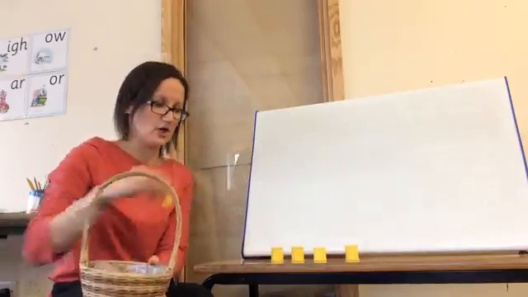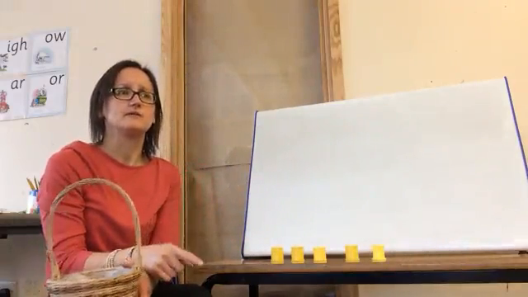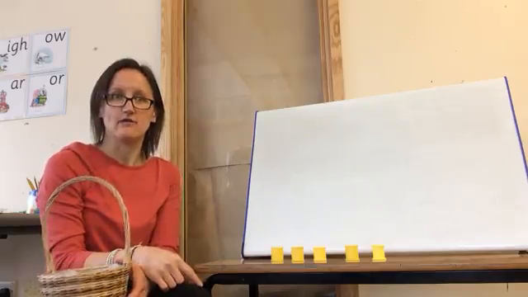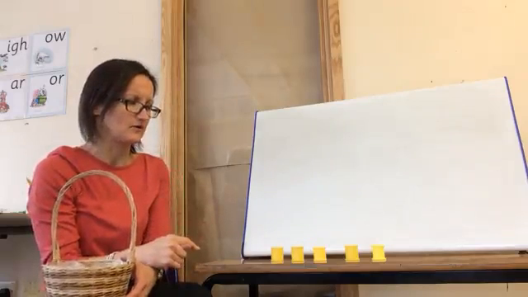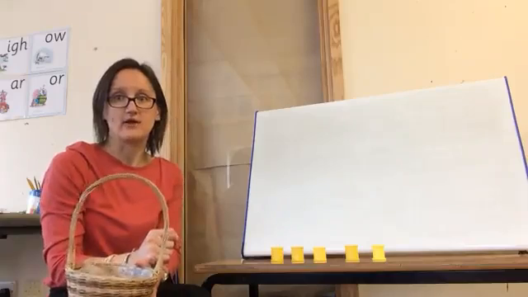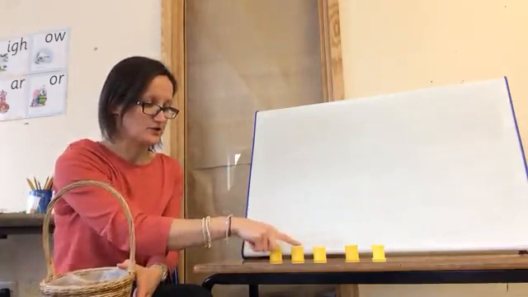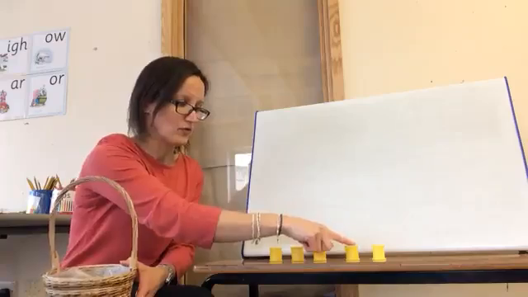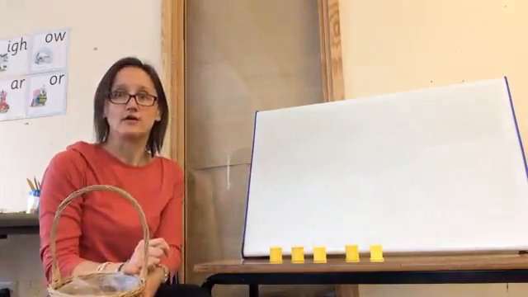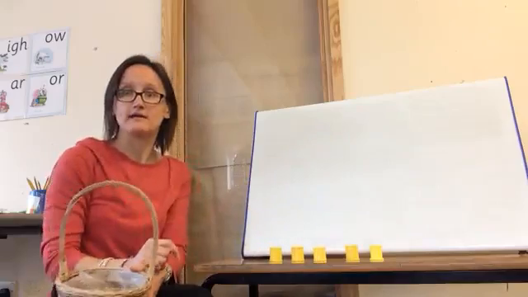So Mrs. Lowen's going to give me 2 biscuits. 1, 2 more. So Mrs. Doherty had 3, and then Mrs. Lowen has given me 2 more. So how many biscuits have I got altogether? Now to find out, I need to count how many biscuits I've got altogether. So do you think you can help me with that? Let's have a look. 1, 2, 3, 4, 5. So altogether Mrs. Doherty has got 5 biscuits, because 3 and 2 more makes 5.